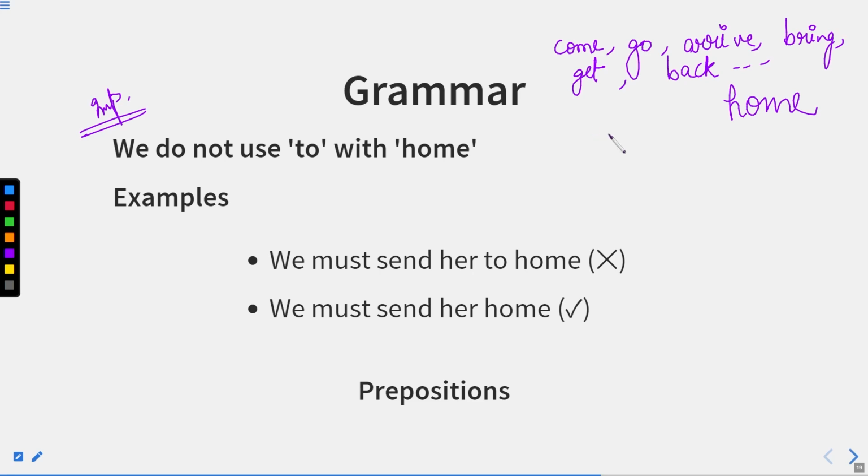Any of these verbs. And if any of these verbs are followed by the word whom, we do not use "to" in between or any preposition in between. For example, we must send her to whom. Now this "to" is incorrect over here. The correct sentence will be we must send her whom. Now again, another verb that comes here, that is send. Any of the verbs that we have learned prior will also follow the same pattern. That is, after these verbs, if the word whom comes, we do not use any preposition in between, especially "to".